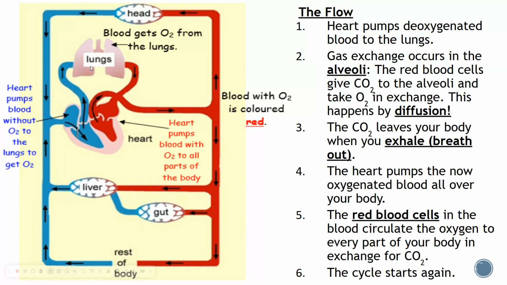But it comes back to the right side of the heart and then is squeezed out again to the lungs to get rid of the CO2, get oxygen, and then go back to the left side of the heart to be squeezed out again to go throughout all parts of the body to deliver the oxygen to those cells so they can do cellular respiration. And this is a cycle. It happens over and over and over again.